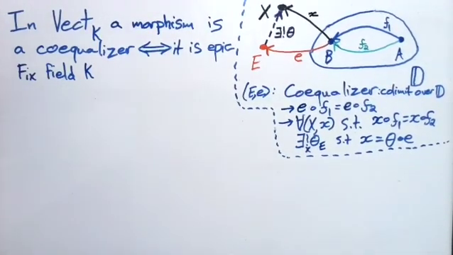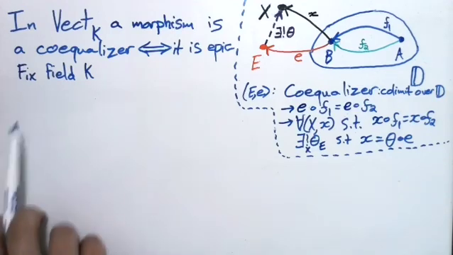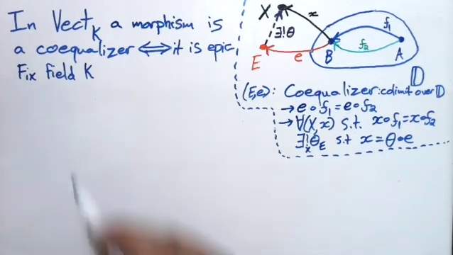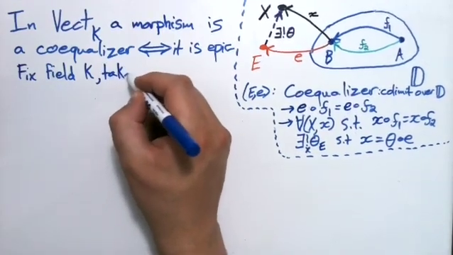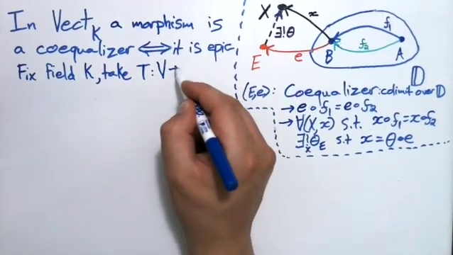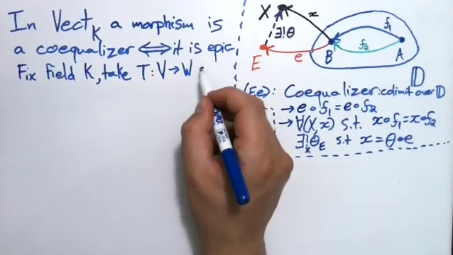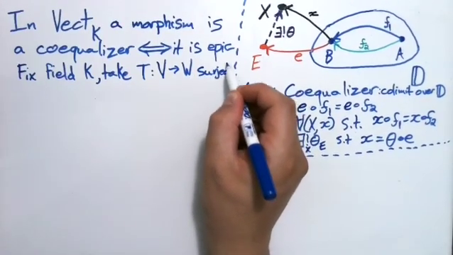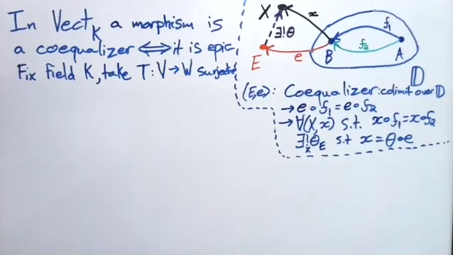which again is the category where the objects are the vector spaces over the field K, and the morphisms are linear transformations between those objects, between those vector spaces. And so we fix our field K and take a transformation T from, say, V into W to be surjective. So we have an epic morphism in the category of vector spaces over K.